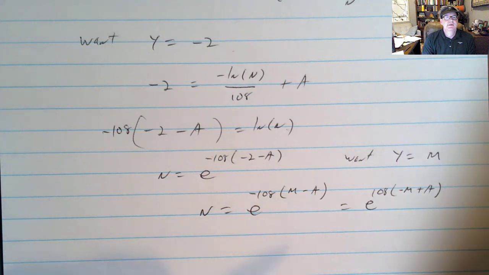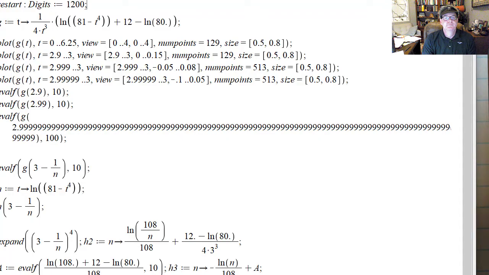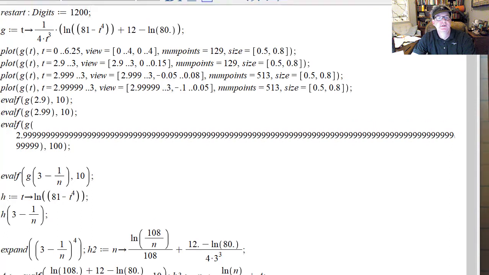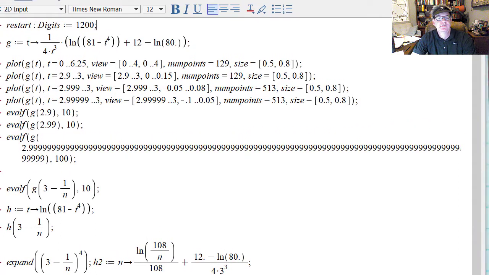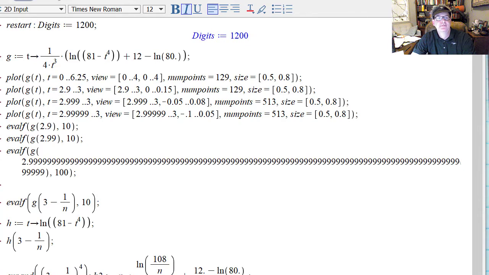So let's look at what I just had on paper there. So there's my function, the original, and here's the plot.